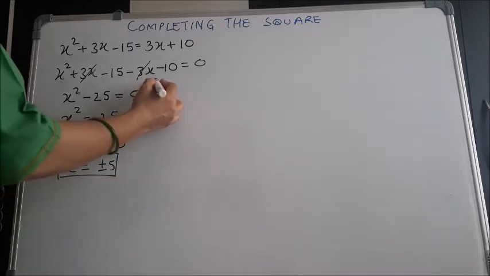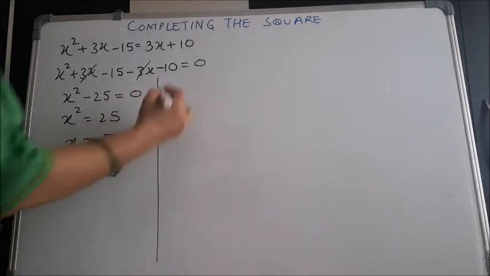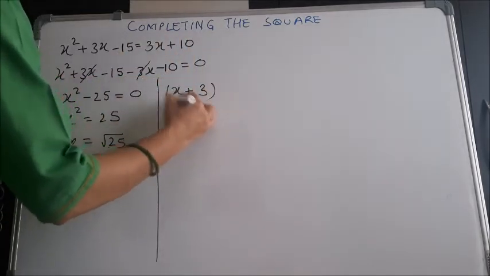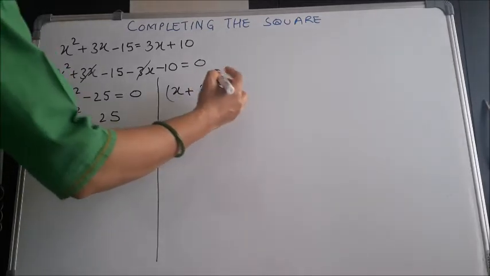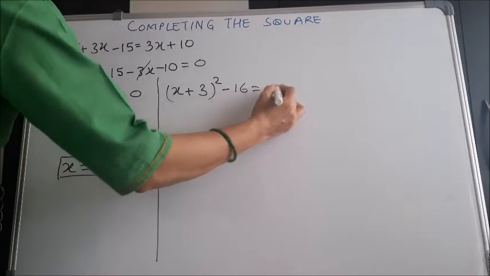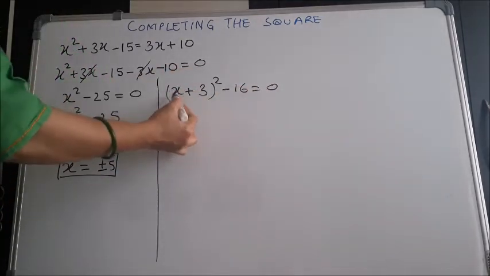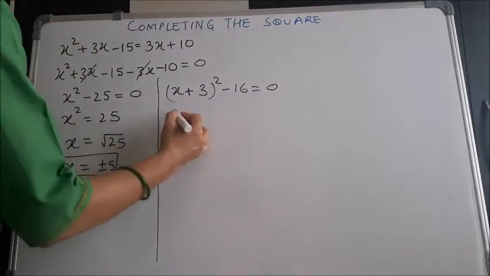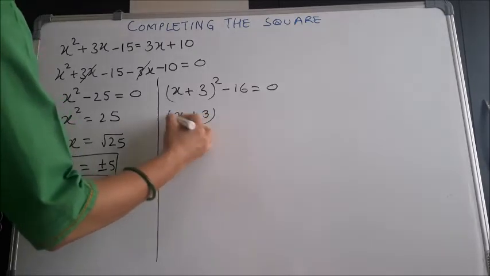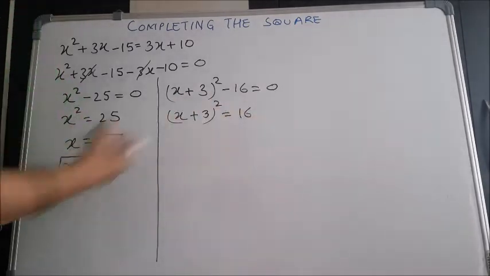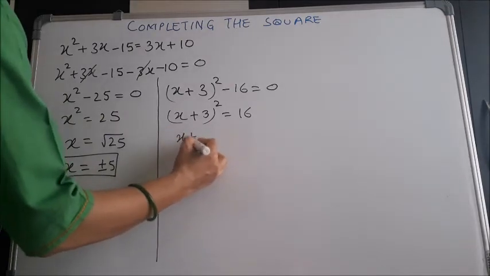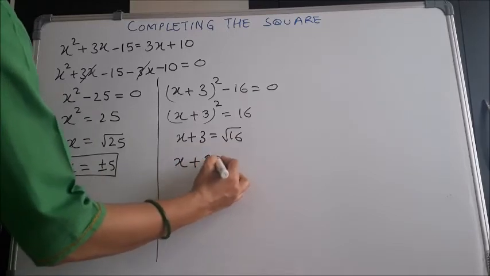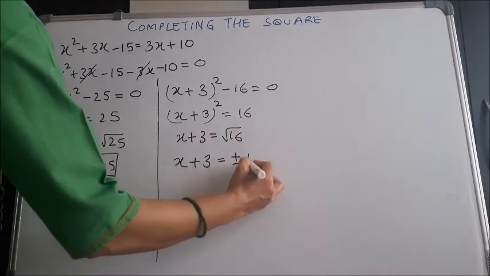Similarly, if you have something of the type x plus 3 whole square minus 16 equal to 0. Again, you observe that the term containing x is a whole square. So directly minus 16 can be taken here. So you will be left with x plus 3 whole square is equal to 16. Again, taking square roots on both sides, you will get x plus 3 equal to root 16, which will actually give you x plus 3 equal to plus or minus 4.